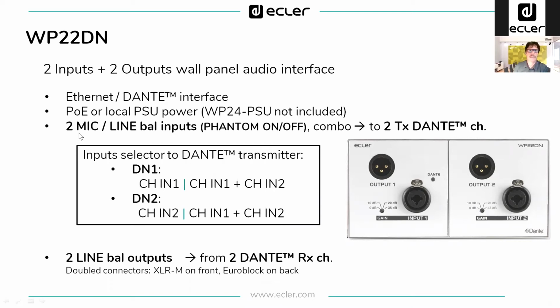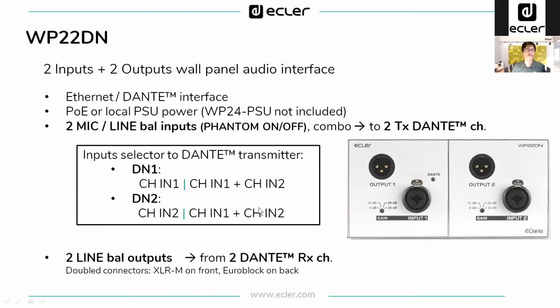Okay. So we've also got 2 mic/line balanced inputs in a combo connector, which are these 2. They can be phantom powered or not. We can choose. And they are sent into 2 Dante transmitters. Okay, we've got 2 balanced outputs, which are doubled on the back with Euroblock connectors that come from Dante receivers. For the Dante transmitters, we can choose if we want to send channel 1 into transmitter number 1 or both channels summed up. It's the same in Dante.